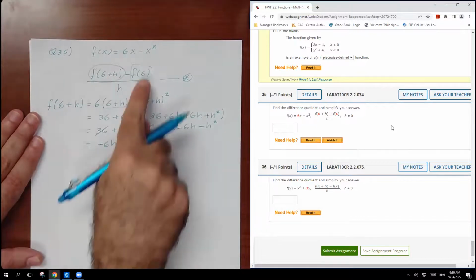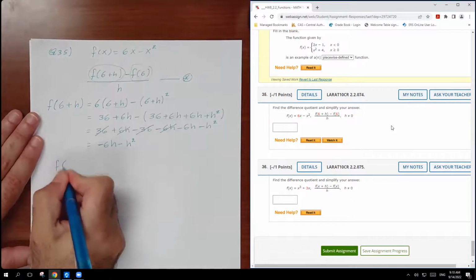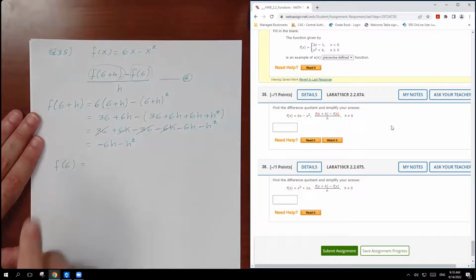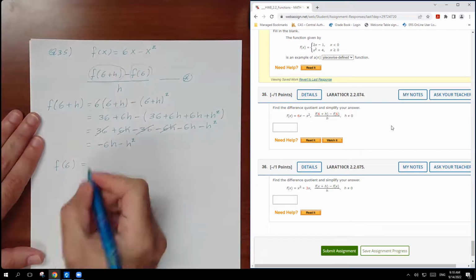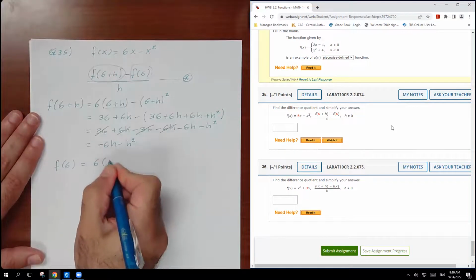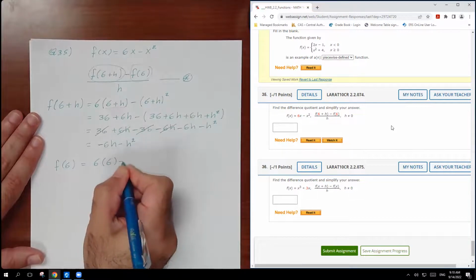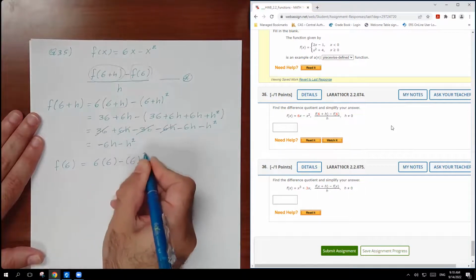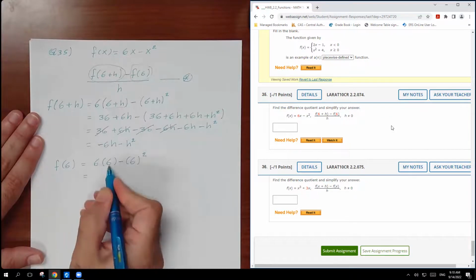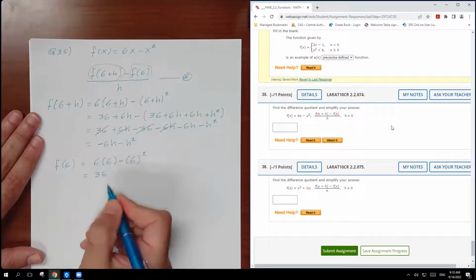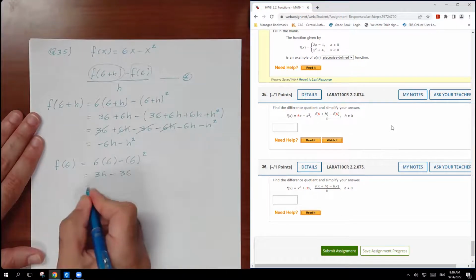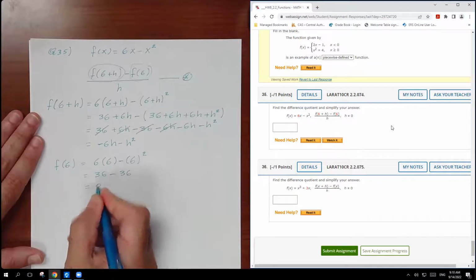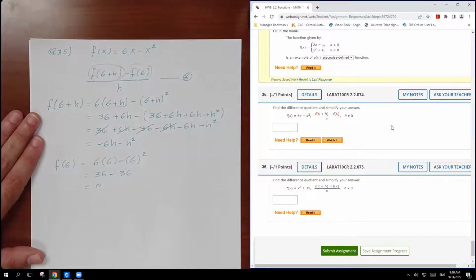Now I'm going to go back and solve the second part. I'm going to say f of 6. Then I'm going to go back to the original function and plug in 6 instead of each x. So it's going to be 6 times 6 minus 6 squared. 6 times 6 is going to be 36, minus 6 squared is going to be 36. So the result is going to be 0. That means this part is 0. Then I'm going to go back to the star.